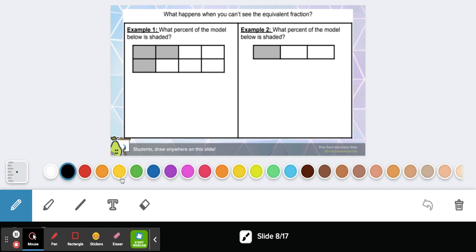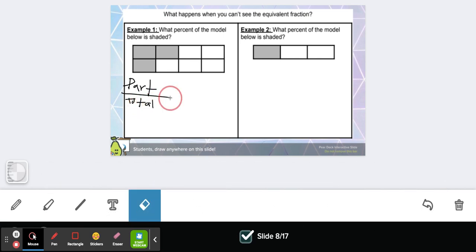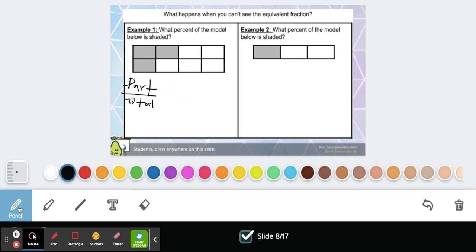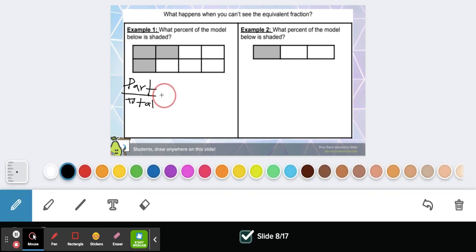So remember, fractions are always going to be, I'll write it like this, part over your total. Okay, so part over your total. So then what we're going to do now is figure out our parts and our total. So then I know that I have 1, 2, 3, 4, 5, 6, 7, 8. I have a total of 8. And the part that is shaded is 3.